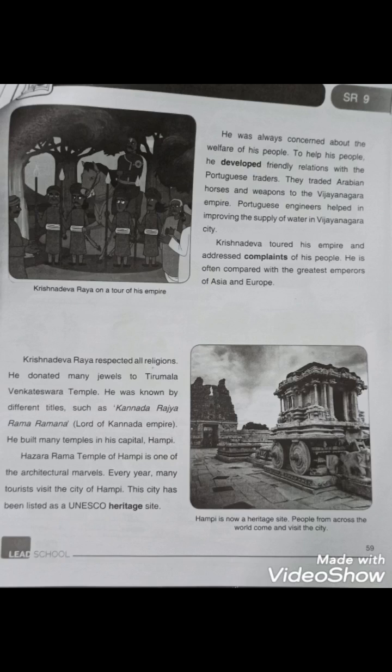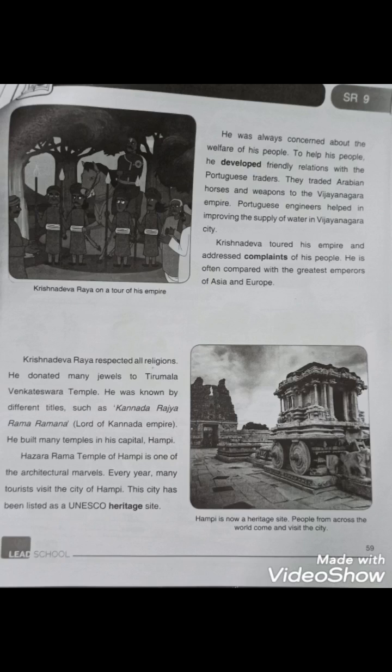So, Krishna Deva Raya respected all religions. He donated many jewels to the Tirumala Venkateshwara temple. He was known by different titles such as Kannada Rajya Rama Ramana, Lord of the Kannada Empire. He built many temples in his own capital, Hampi.